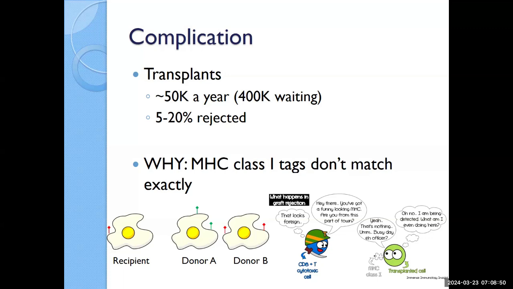50,000 people a year receive an organ transplant, while another 400,000 people are on wait lists for it. Among these transplants, 1 in 5, roughly, are rejected due to the immune system killing off the newly transplanted organ. This is why typing individuals is so critical, because when we look at the recipient and the donors of an organ, we are trying to match both blood type and MHC class 1 tags. But as we mentioned before, due to exon shuffling in our genetics, the chances of an MHC class 1 tag being identical to someone else is roughly 1 in 20 million.